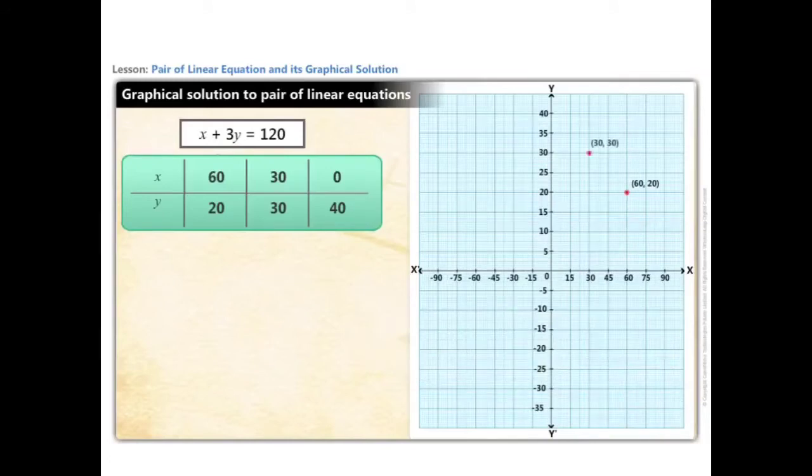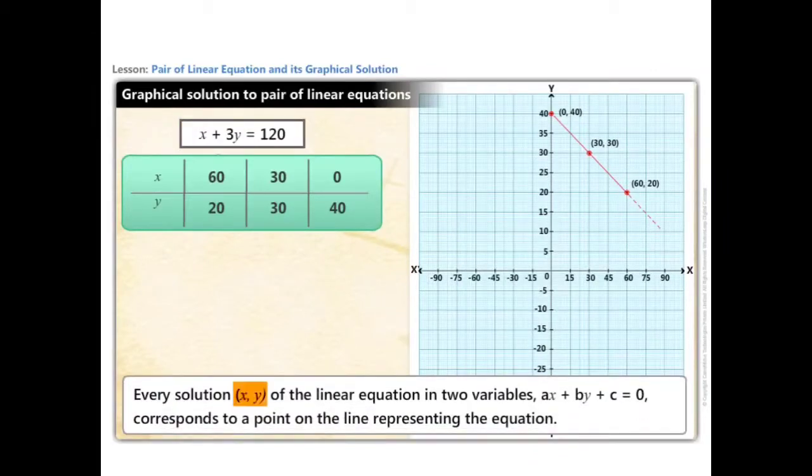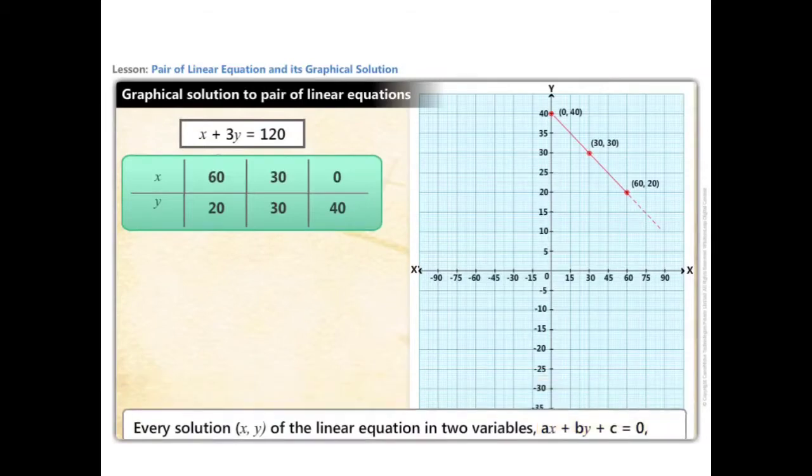We observe that the graph of a linear equation in two variables is a straight line, and the point (60, 20), which is the solution we got, lies on the line representing the equation x plus 3y is equal to 120. Geometrically, we can say that every solution (x, y) of the linear equation in two variables ax plus by plus c is equal to 0 corresponds to a point on the line representing the equation.